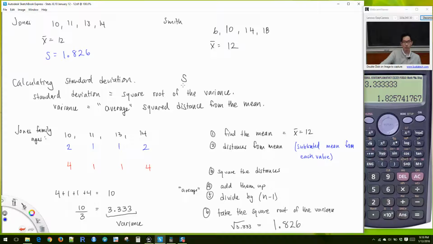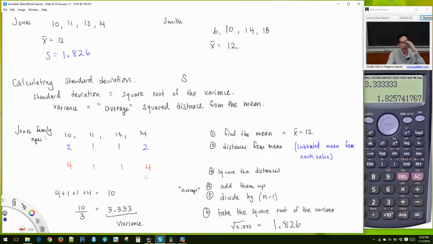Is that good with everybody? Yes? Will you explain one more time how you got 10 divided by 3? Yeah, so I added up 4 plus 1 plus 1 plus 4. So I added up the numbers in red to get 10. That's step 4, add them up. And then I'm dividing by n minus 1. So instead of dividing by 4, because normally if I said take the average of these numbers, you would add these 4 numbers up and divide by 4.